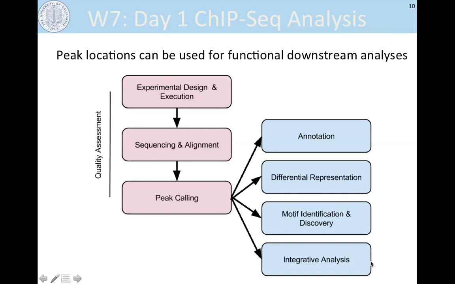Also integrative analysis. So we can integrate other types of data sets, such as RNA-seq data sets or other ChIP data sets, which is something we'll be doing later on, I think, day 2 or day 3.